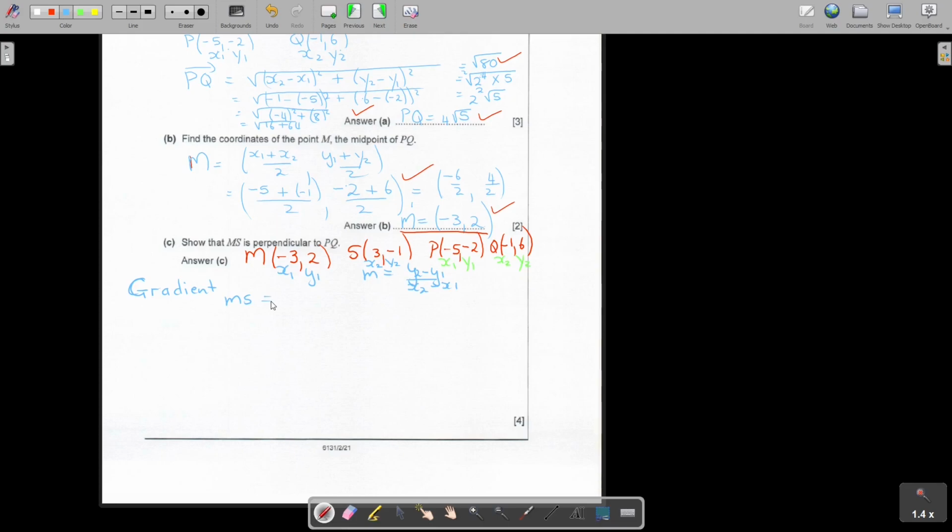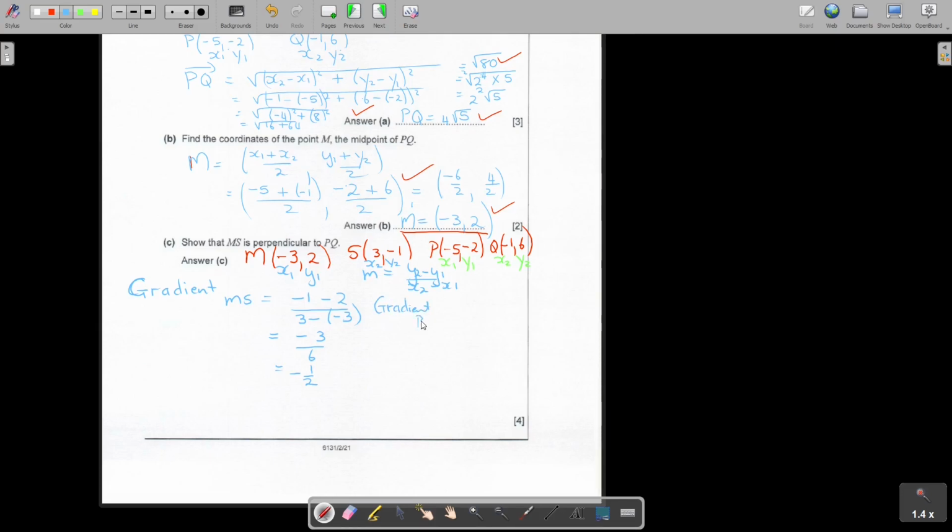So in the place of y2, I'm at the blue, I'm going to put negative 1, and I'm going to subtract, and in the place of y1, I put 2. And in the place of x2, I put 3, and I subtract negative 3. And if I simplify, I get negative 3 over 3 plus 3, which is 6. And that's negative a half.